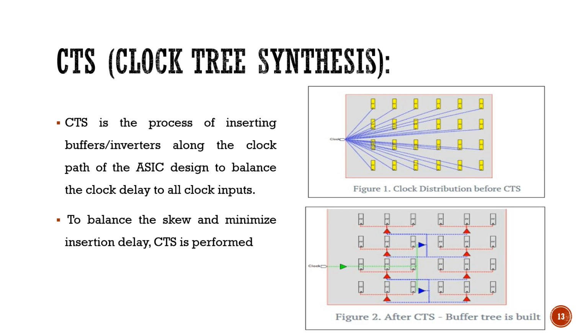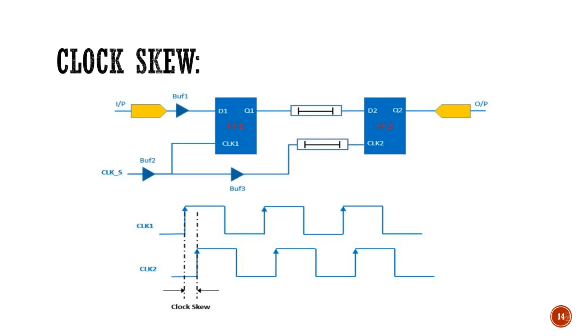So in this clock tree synthesis, after placing the components, before providing the interconnections, we need to balance the clock delay to all clock inputs. So to balance the skew and minimize the delay, we prefer clock tree synthesis. Now I mentioned the word skew. What does clock skew represent is, consider two different flip-flops. When you apply a common clock for both, the flip-flops won't be on at the same time. The first flip-flop will be turned on immediately, the second flip-flop after a time.